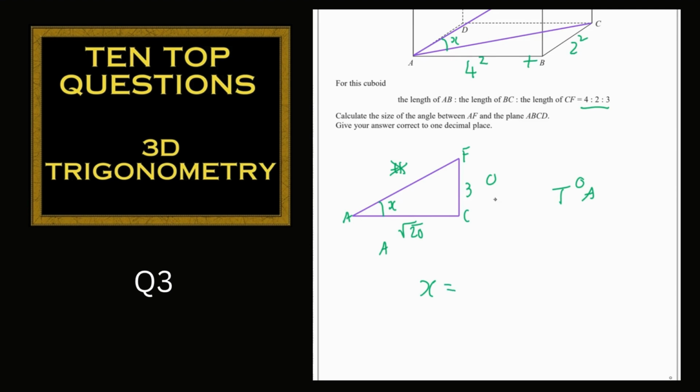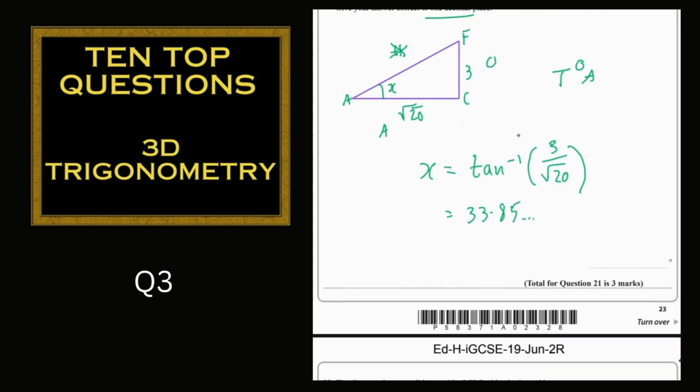Hit that second function, inverse, shift, whatever it is on your calc. And don't forget to close the brackets, by the way, so it's 3 over the root 20 or 2 root 5. Don't forget to close your brackets. Do make sure you get the same answer as me. 33.85. We're told to go for 1 decimal place, so 33.9 it is.